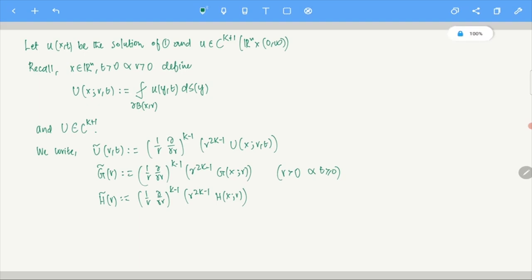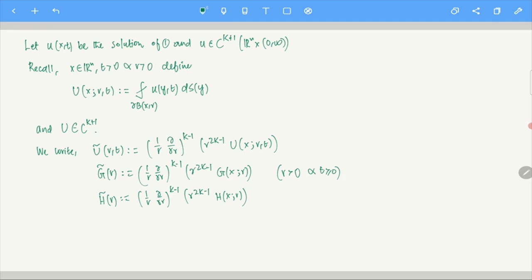Now you can see that u tilde of r, 0 is going to be G tilde of r, and similarly the derivative of u tilde with respect to t at the point r, 0 is going to be H tilde. So that is always there.